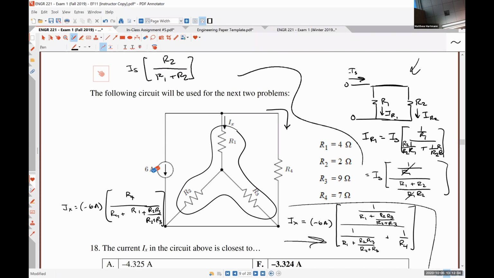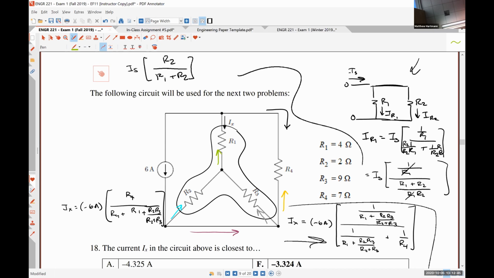With the original drawing, I know that my 6 amp source is going to cause some current to split off and flow this way, and some current to split off and flow this way. Then this current down here in maroon is going to split, and some of it's going to go this way, and some of it's going to go this way. And I know that the blue and the gray currents are going to add together to be this one, which is in the opposite direction of IX. So I would have a negative sign.